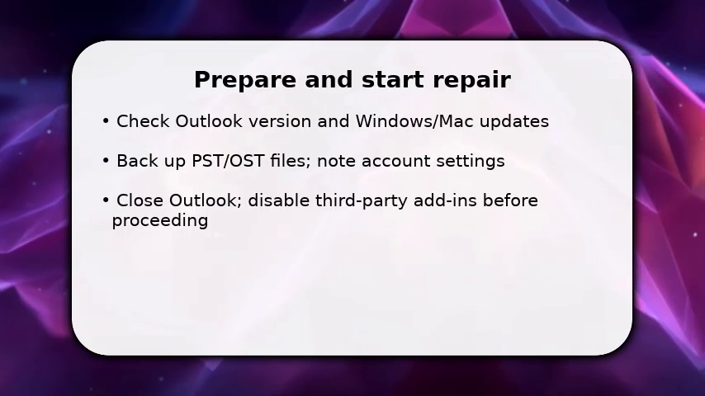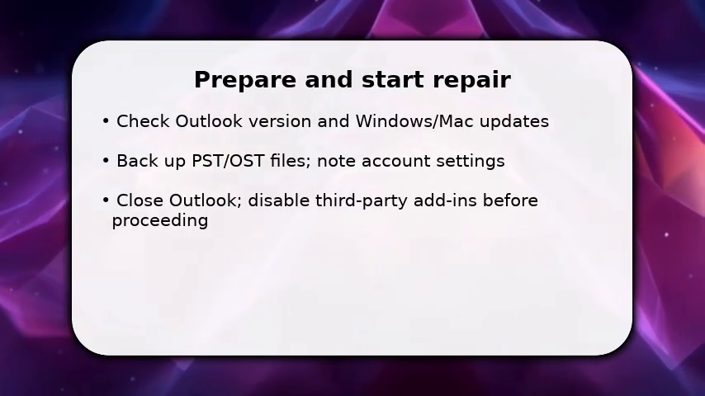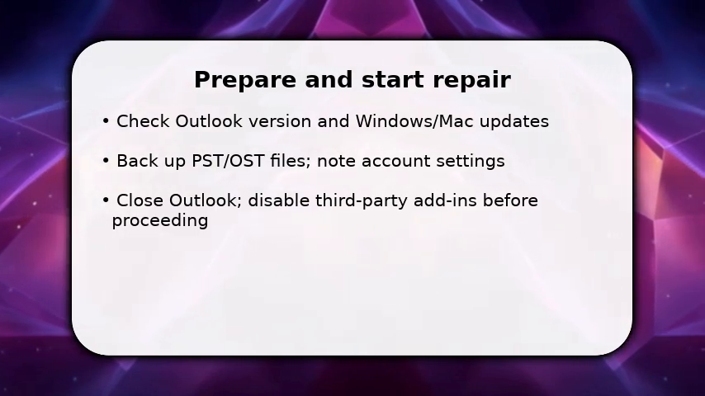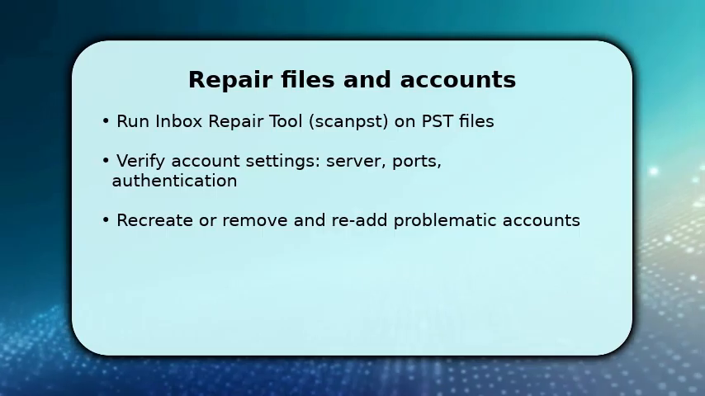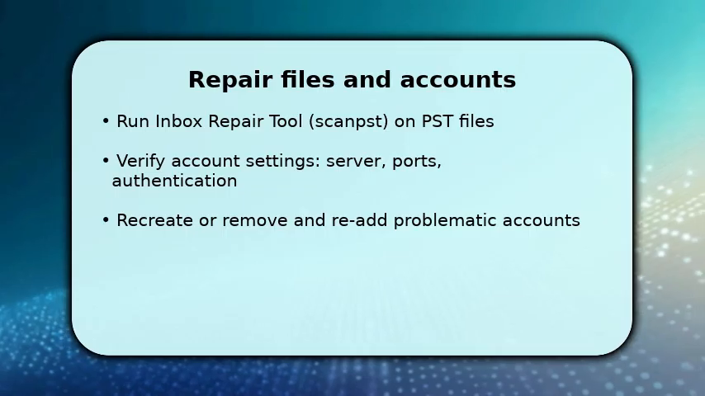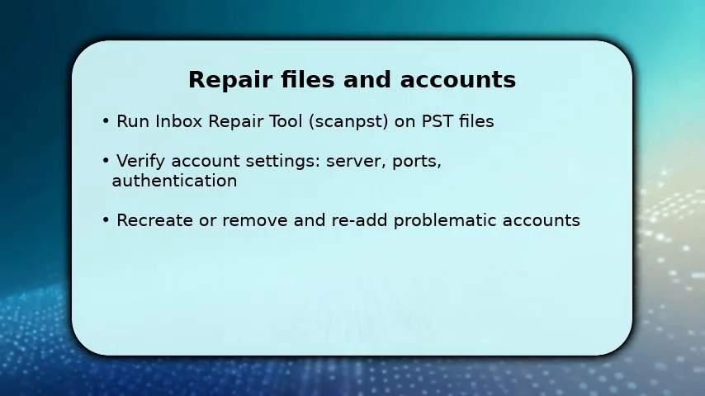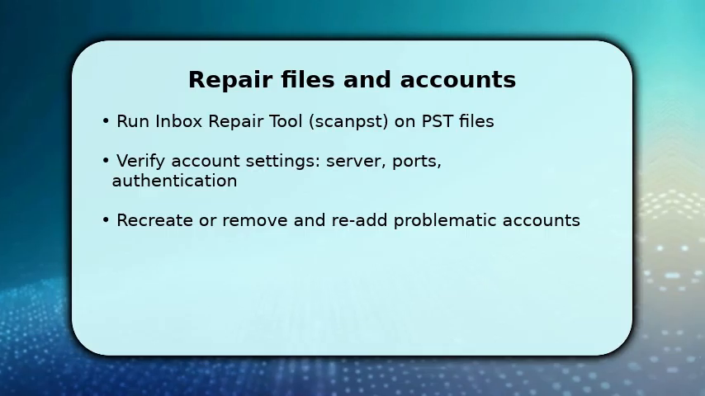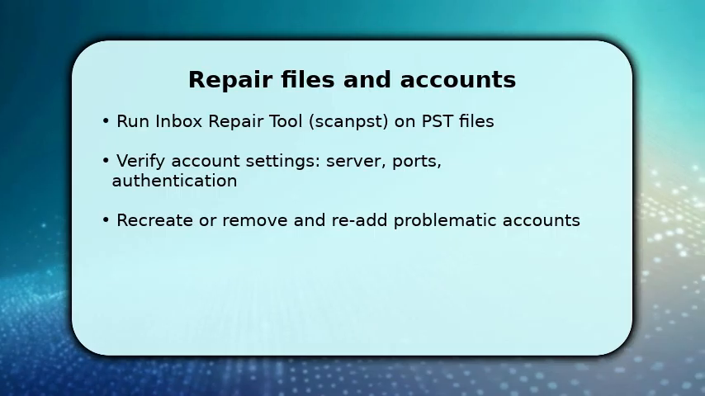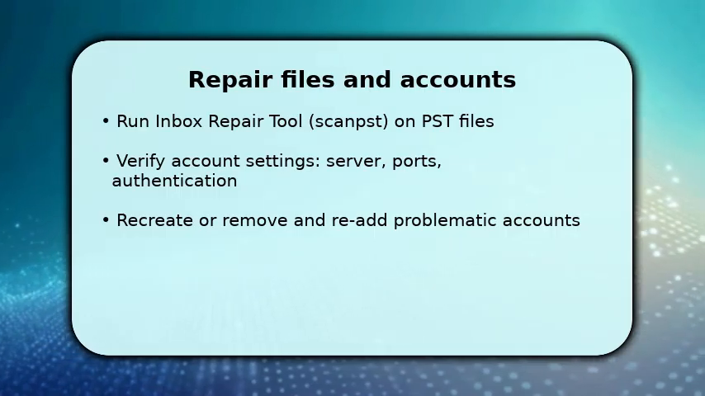If an update is pending, install it. Otherwise, move straight to account and file integrity checks to repair corruption or sync problems. You now run the inbox repair tool on any local PST to fix corruption, locate scanpst and follow prompts, then restart Outlook. Once that's done, verify each account's server addresses, ports, and authentication method because wrong settings break sync.